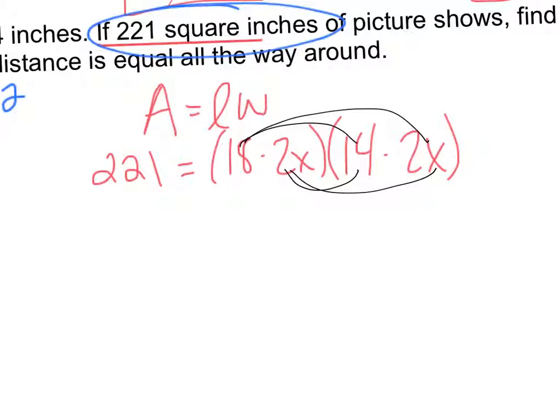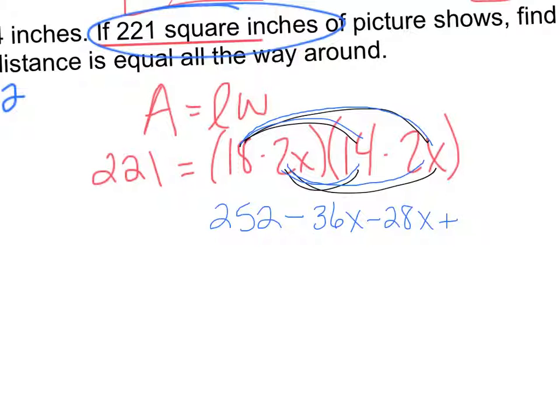So I would do my first times my first, so 18 times 14 is 252. Then I would do 18 times negative 2x, which is going to be negative 36x. Then I'm going to do my inside right here, negative 2x times 14, which is going to be negative 28x. And then last times last. Negative 2x times negative 2x is positive 4x squared.